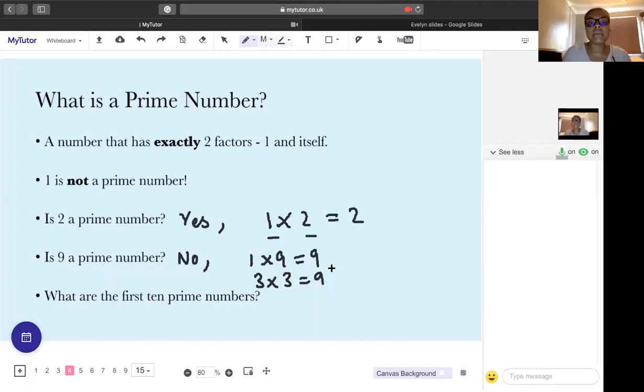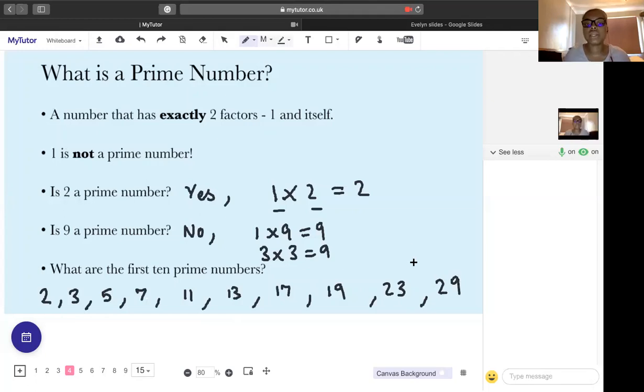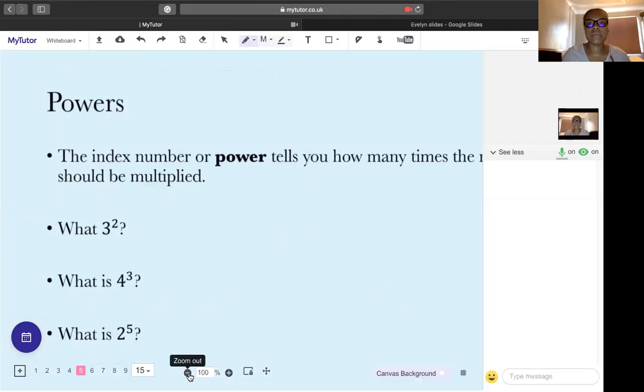So if we wanted to think about the first 10 prime numbers, our first one is always 2, then it's 3, 5, 7, 11, 13, 17, 19, 23, and 29 is our last one. These are the first 10 prime numbers. When we check all of them, we realize that they all have only 2 factors each. So let's go on to the next one.